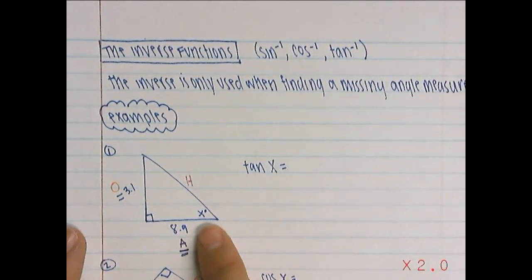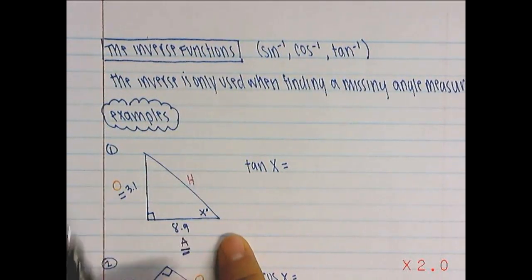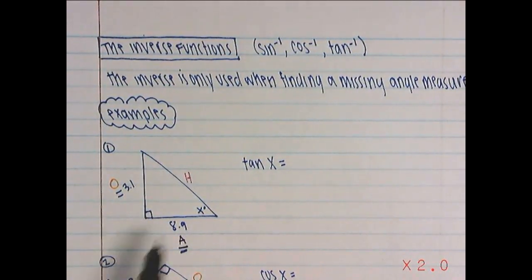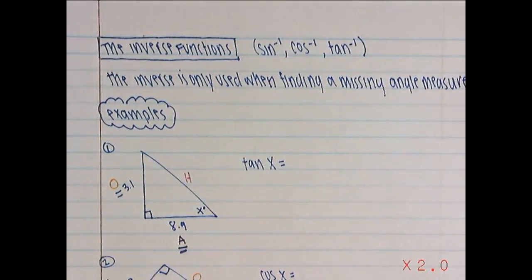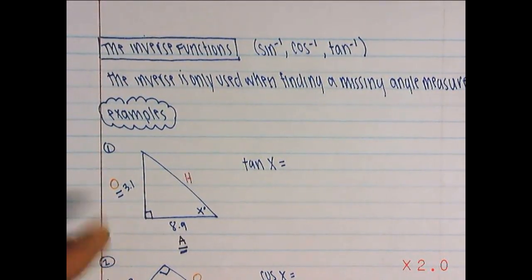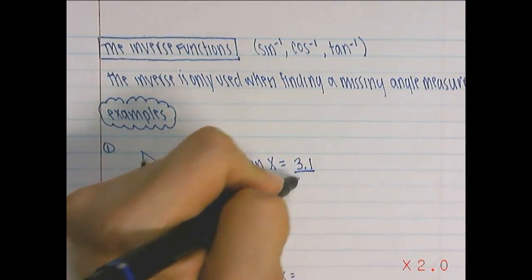If you notice right here, I already went ahead and labeled them. I did opposite, I did adjacent, and I did hypotenuse. The two pieces of information that I have are opposite and adjacent. So that would be TOA, right? Opposite and adjacent. So I'm going to do tangent x equals opposite over adjacent, 3.1 over 8.9.